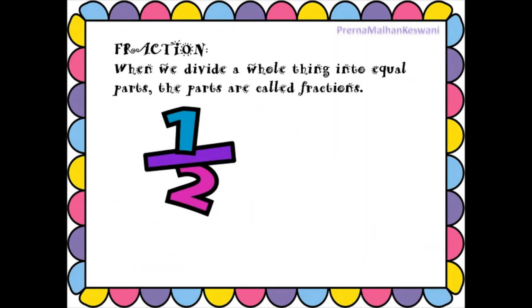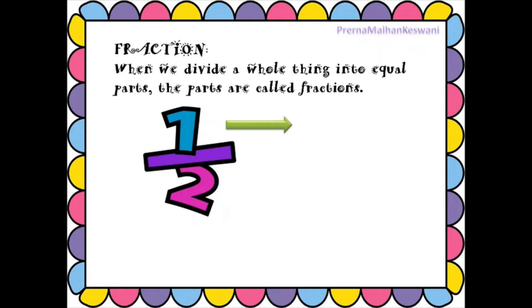Kids, when we divide a whole thing or a full thing into equal parts, the parts are called fractions. These are equal parts, remember, not the unequal parts. So, like the previous apple, we divided into 2 equal parts. Each part is known as half part of an apple. Half is written as 1 upon 2.